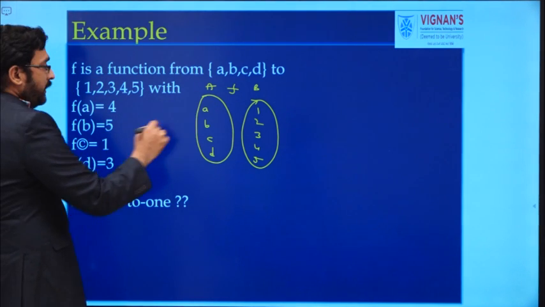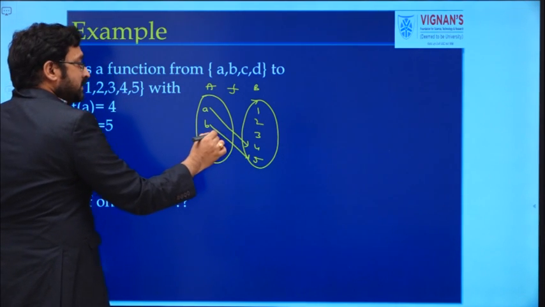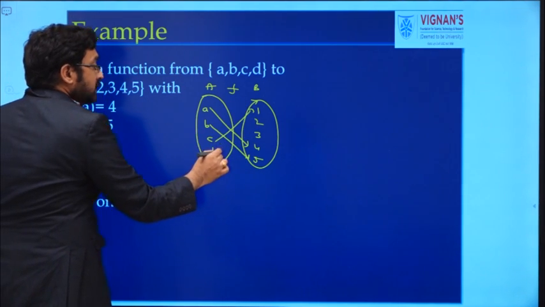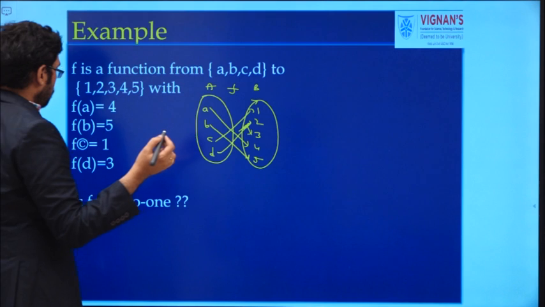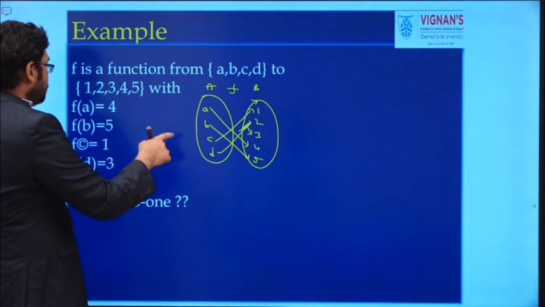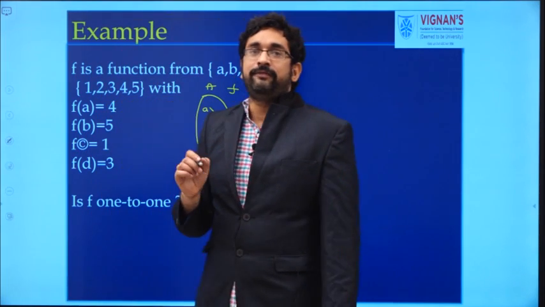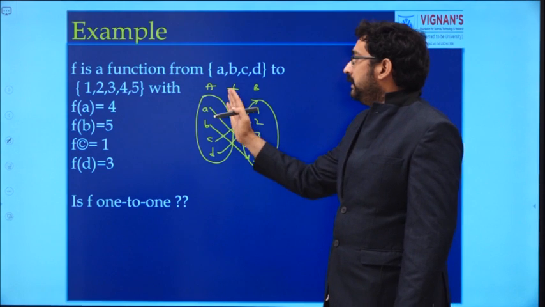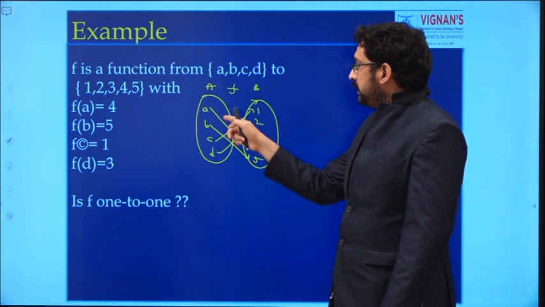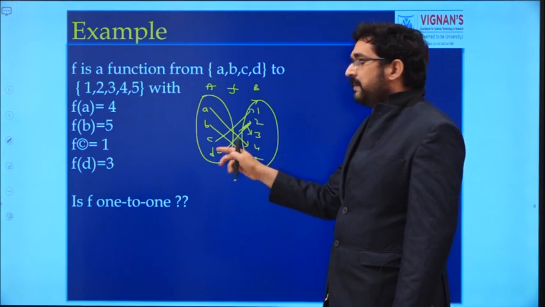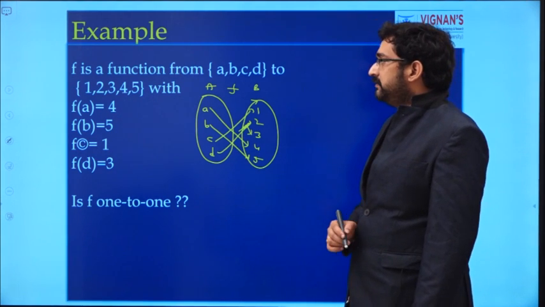According to the given function, A is mapped to 4, B is mapped to 5, C is mapped to 1, D is mapped to 3. So we know that f is 1 to 1 if distinct elements of A are mapped to distinct elements of B. Here if you observe, elements are mapped to distinct elements. Hence we can understand that given function is 1 to 1.